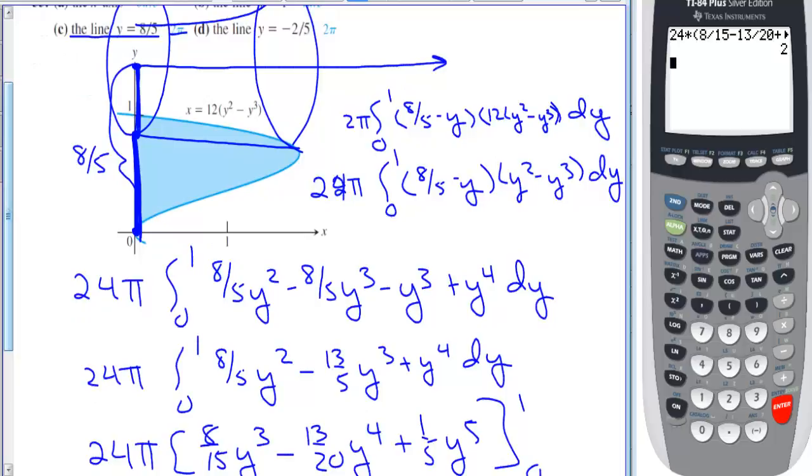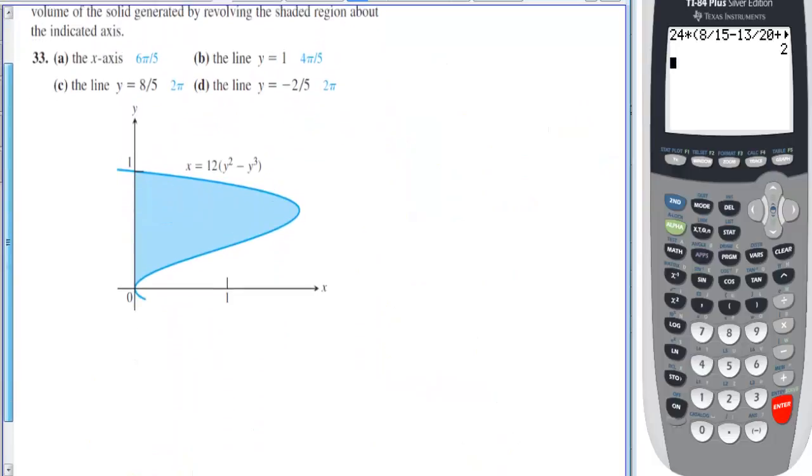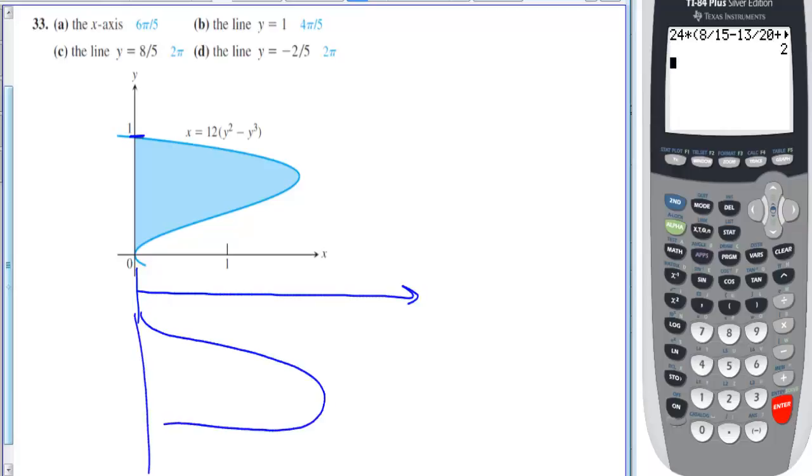Finding the radius can be a little bit challenging. All right, the last one. Over the line y equals -2/5. So if this is only going up to 1, 2/5 is maybe down here. And then we can make the reflection right there. I'll pick some arbitrary y value. That's going to put it right about there.